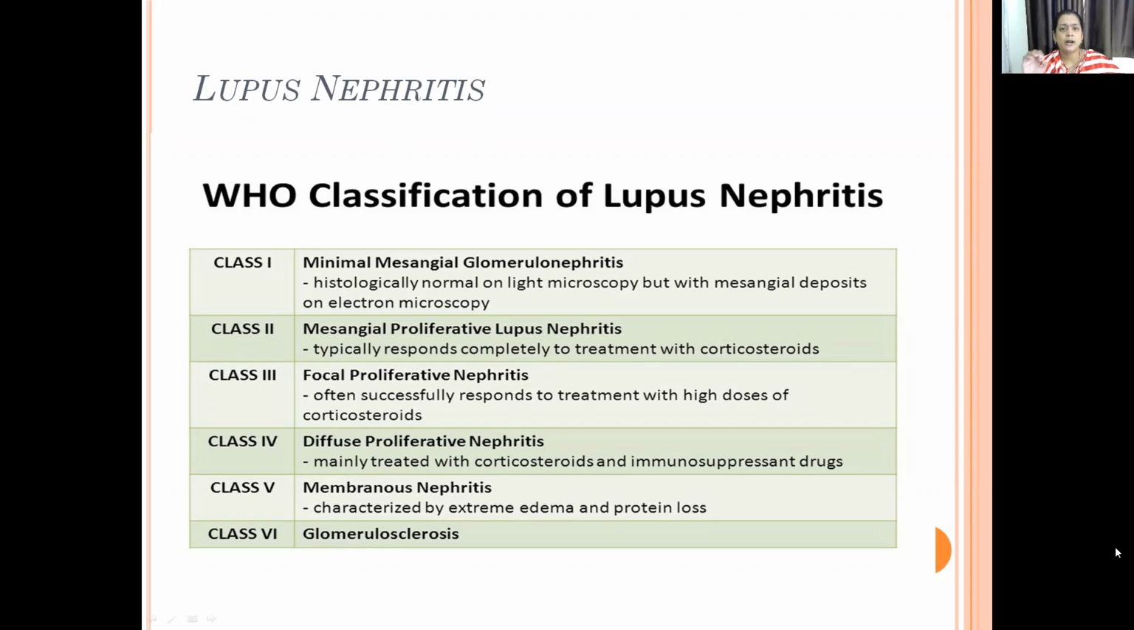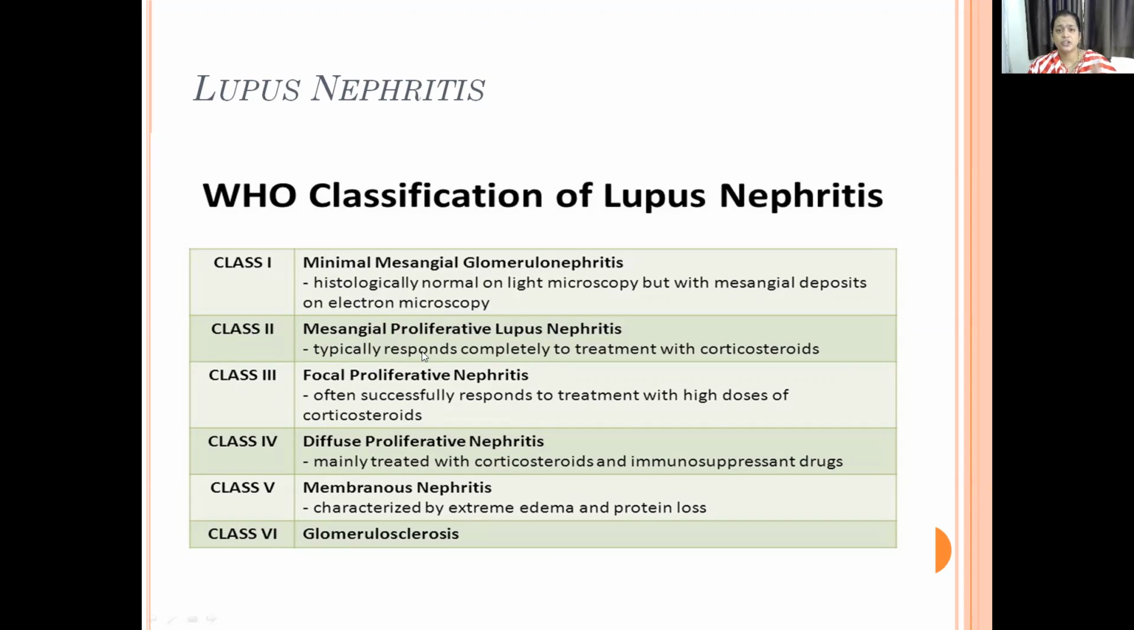The WHO has classified these SLE lesions in the renal parenchyma as follows. Class 1, where there is minimal mesangial glomerulonephritis, usually with mesangial deposits only on electron microscopy, resembling minimal change disease. Class 2, mesangial proliferative lupus nephritis. Okay.